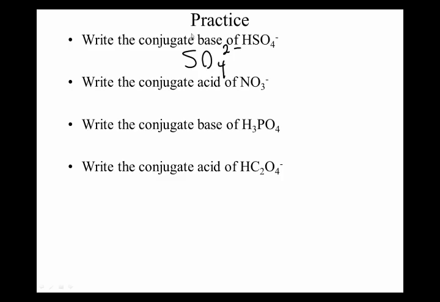Right, the conjugate acid of NO3 minus, of nitrite. So if I want the conjugate acid, then this is being treated as a base, so it gains a proton. Write the conjugate base of this. This is being treated as an acid. Remember, conjugate pairs only differ by one proton. So H2PO4 2 minus. And finally, write the conjugate acid. This needs to be a base, so H2C2O4.